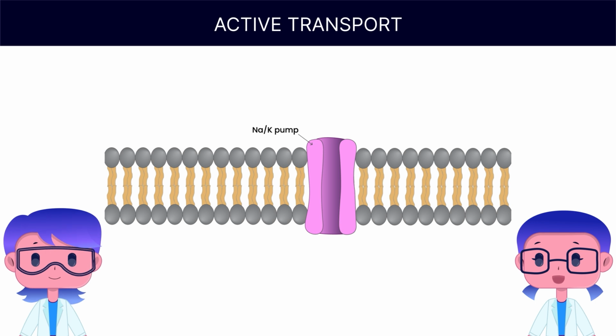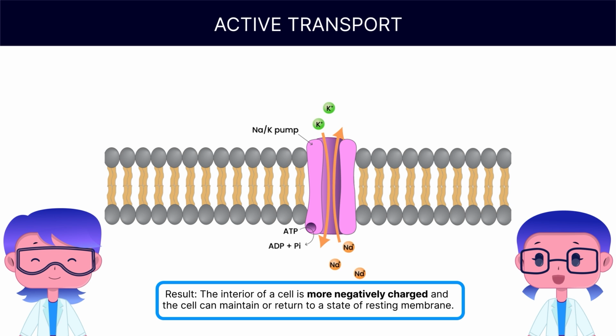Using a sodium-potassium pump that is found along the cell membrane is one example that molecules can move through active transport. The sodium-potassium pump will eject 3 sodium ions from the inside of the cell due to accepting a phosphate from an ATP molecule. With the pump now open, 2 potassium ions will then enter the protein and into the cell. Once this is done, the protein will let go of the phosphate from the ATP molecule and will go back to its original shape. As a result, the interior of a cell is more negatively charged, and the cell can maintain or return to a state of resting membrane.